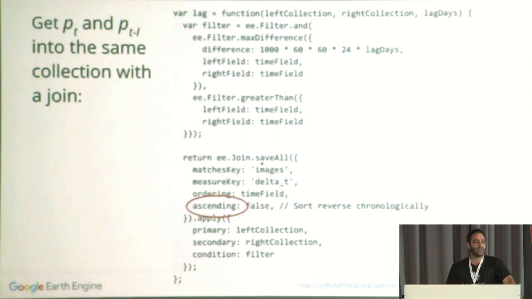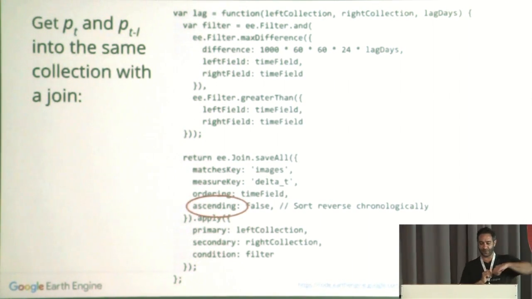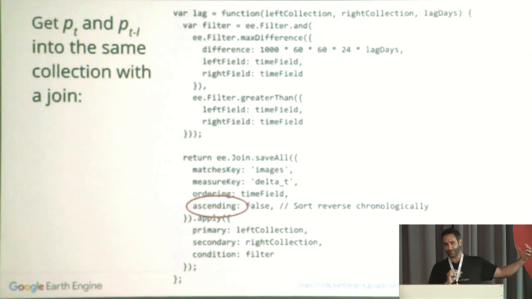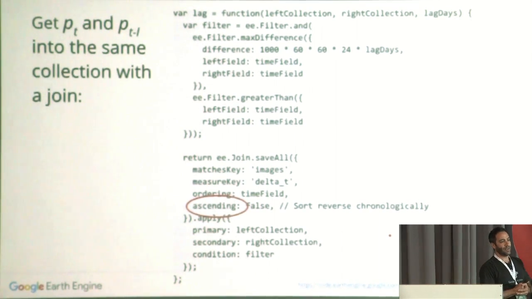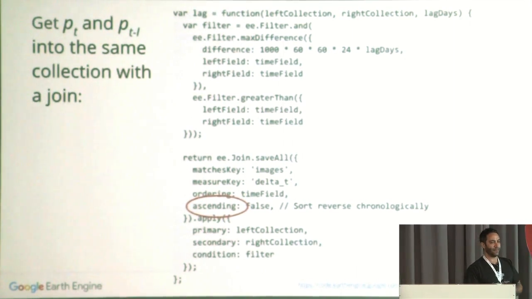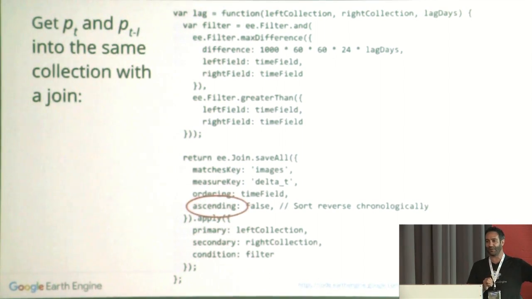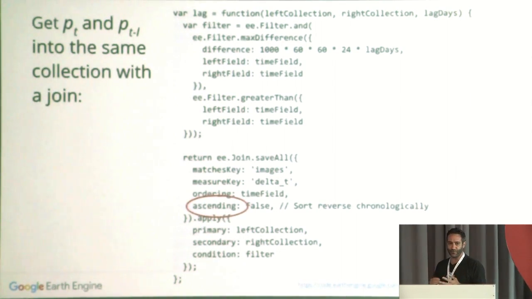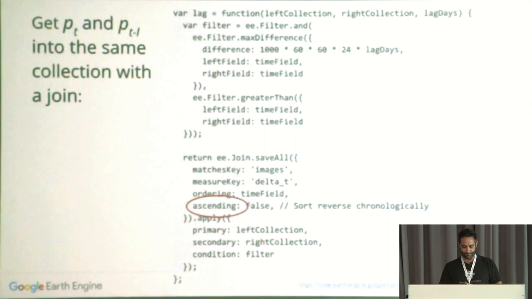And now we're going to instantiate a save all join. And the matches key is going to be images. Remember that. Each image in the collection is going to have a property called images, which is going to store a list of all the t minus L images in there. We're going to have a measure key, delta t. We're going to order it by the time field, but it's going to be a reverse chronological ordering. And the reason for that will become apparent in a second. But suffice it to say, I want the first image in the list to be the t minus 1 image, the next one to be the t minus 2 image, and so forth. So we're enforcing that ordering here.